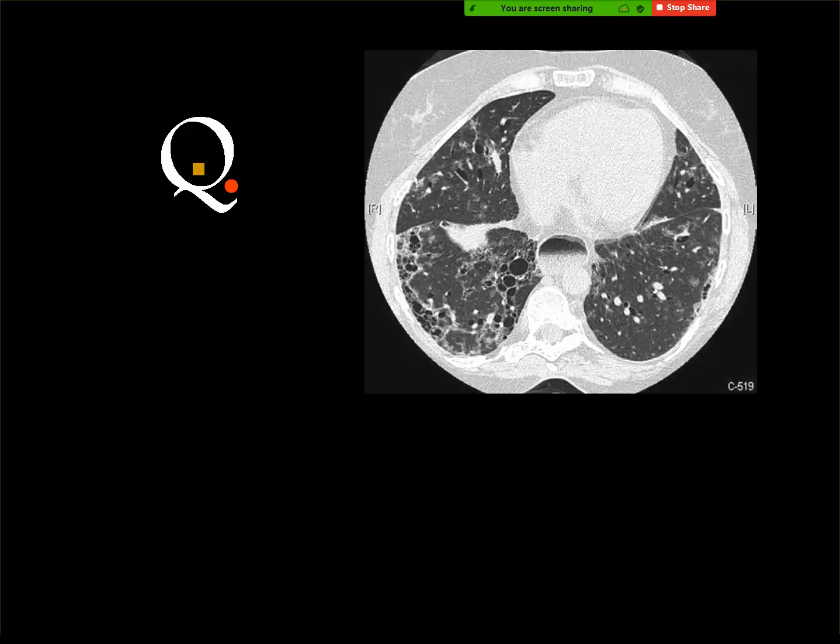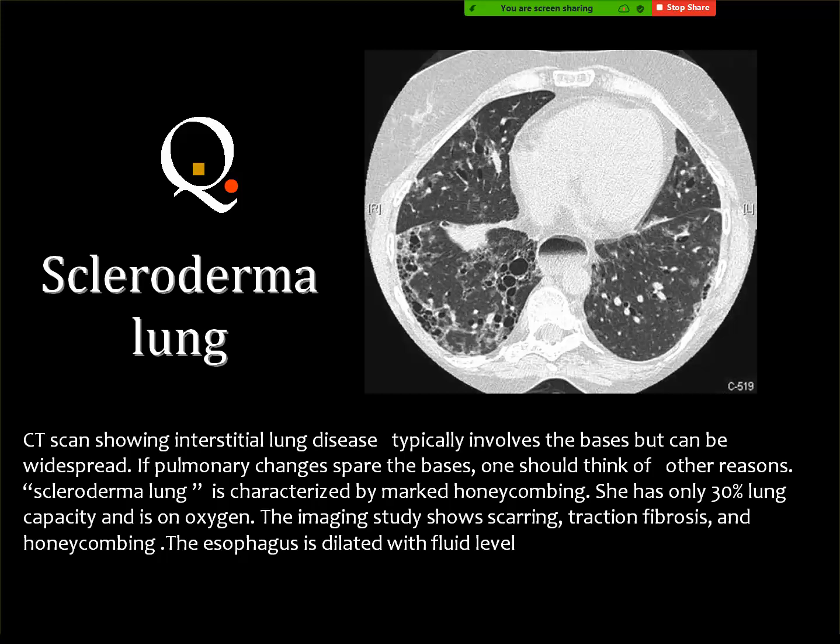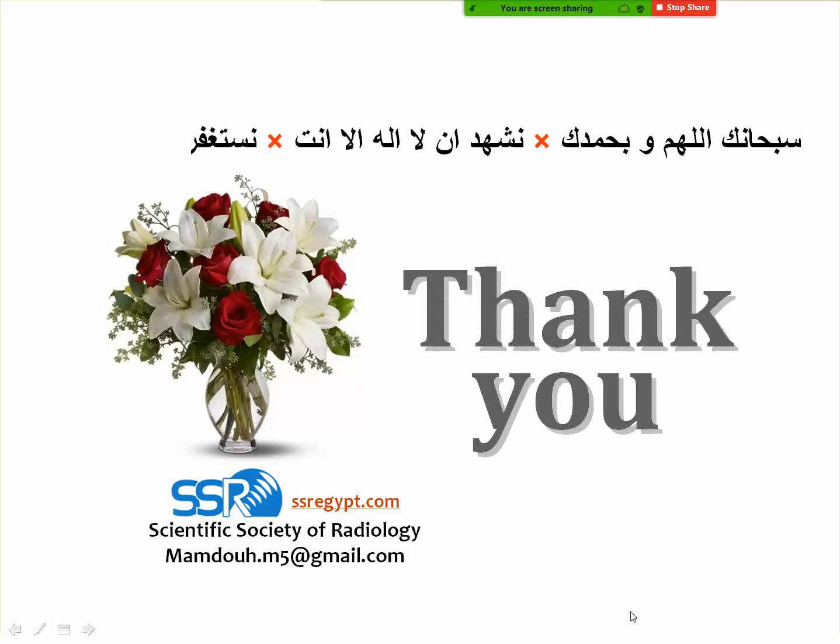Ground glass. Scleroderma. Very good. And this is the scleroderma lung. The changes in the lung are those of interstitial lung fibrosis, but the dilatation of the esophagus, with or without air fluid level, is diagnostic of scleroderma. Very good. Thank you very much.